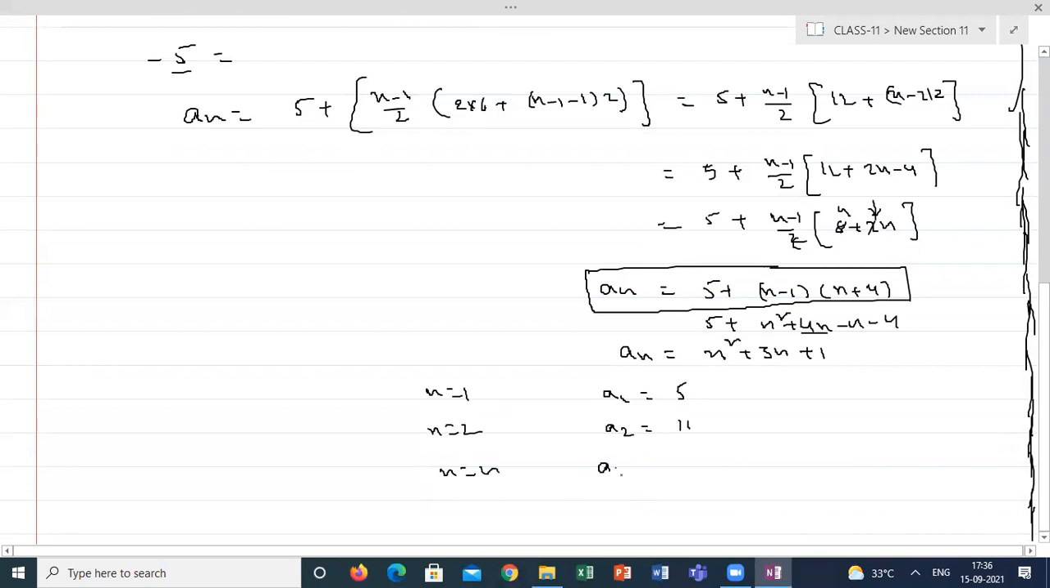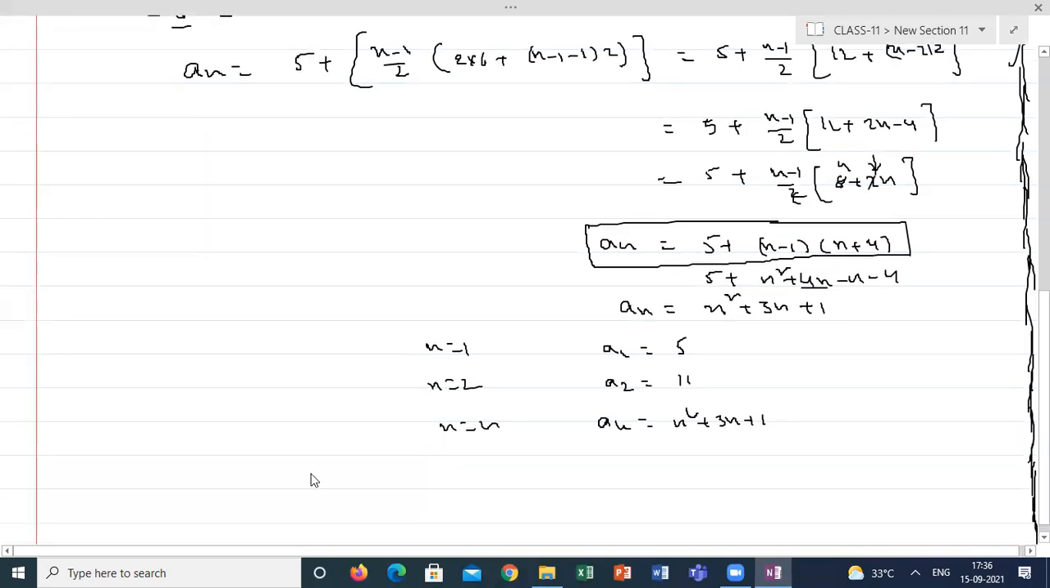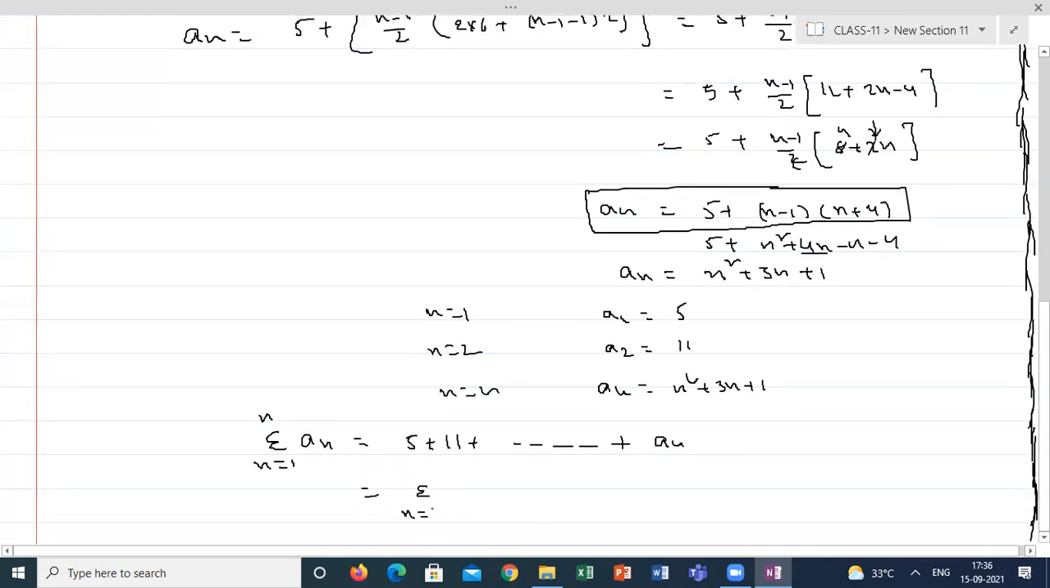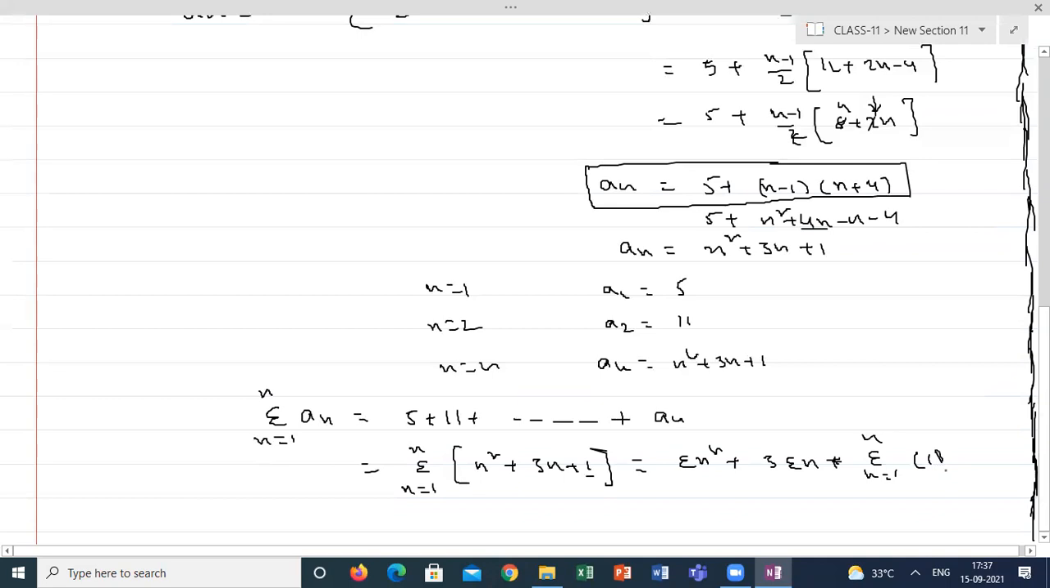So if n is equal to n, your an is n square plus 3n plus 1. If I'm adding, that means sigma an, where n is equal to 1 to n. This will be equal to 5 plus 11 plus and so on. Or this whole expression can be replaced by sigma n is equal to 1 to n of n square plus 3n plus 1. This will be sigma n square plus 3 times sigma n plus sigma 1. You are adding 1 n times.